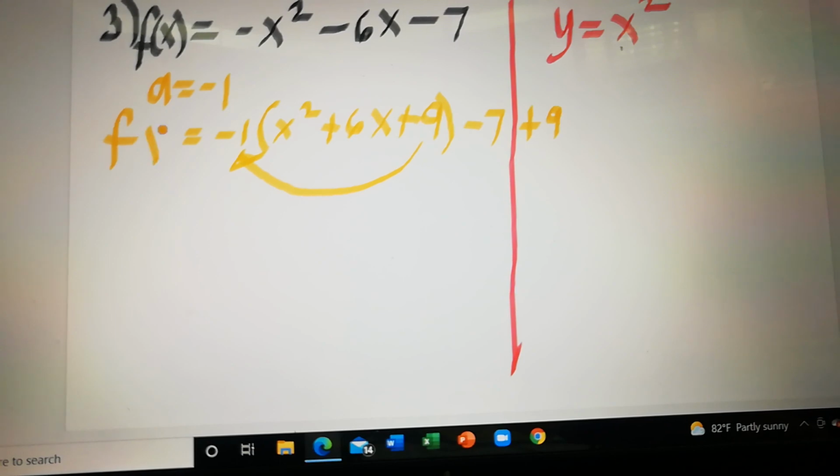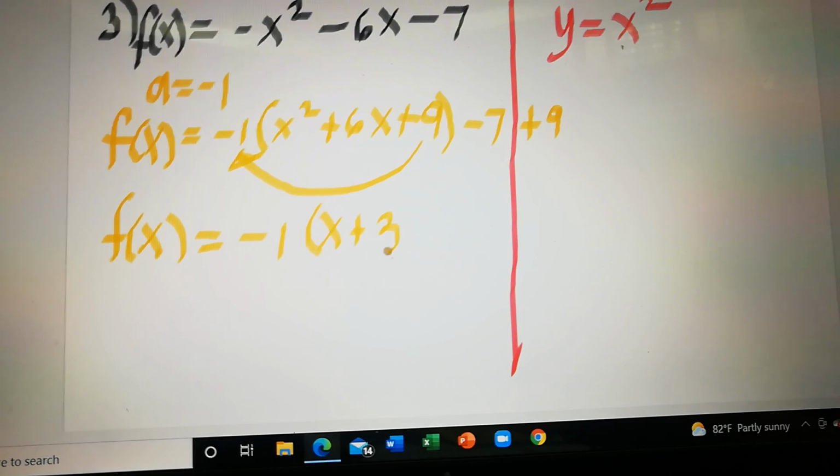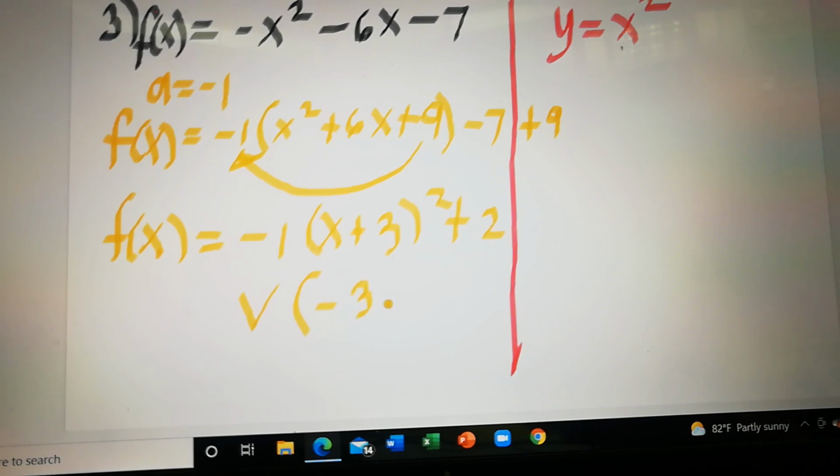So your vertex form of the equation is f of x is equal to negative 1 times the quantity x plus 3 squared plus 2. So what is the vertex now? Your vertex is at negative 3 and positive 2. Okay, negative 3 and positive 2.